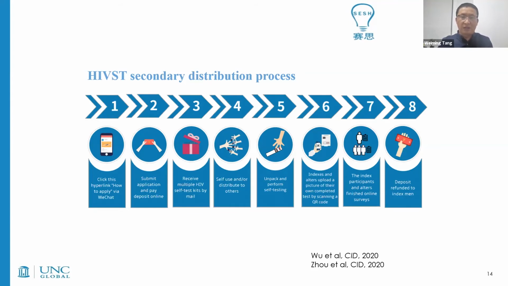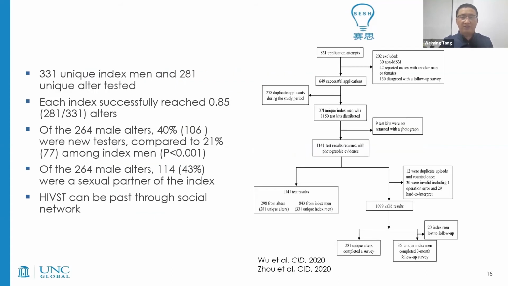After using the kits, the participants, either the index MSM or the alters, the people reached by them, will upload a picture of their used kits to the system, so we can know that they are actually doing the testing. We verify this through our photo verification system, and in this way we can know whether the index MSM tested or the alters tested, and how many alters were motivated by the index MSM for HIV testing. We tested this among about 331 unique index MSM and 281 unique alters in 2018 and 2019.